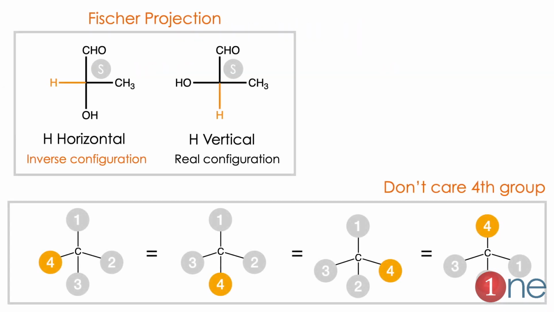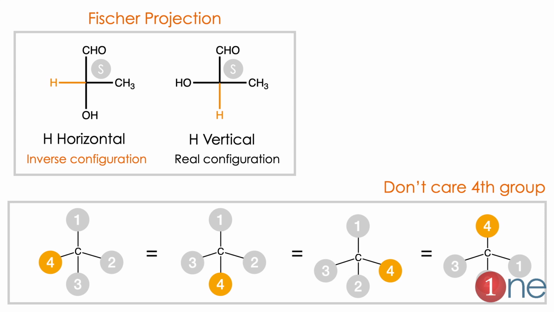Then the next useful thing is the Fischer projection. You should know whether hydrogen is in a horizontal position or a vertical position in the Fischer projection. If hydrogen is in a horizontal position, the configuration will be reversed because it is a front side hydrogen. If hydrogen is in a vertical position, no problem. It will be the real configuration because hydrogen will be on the back side. So you should know whether hydrogen is vertical or horizontal in the Fischer projection.